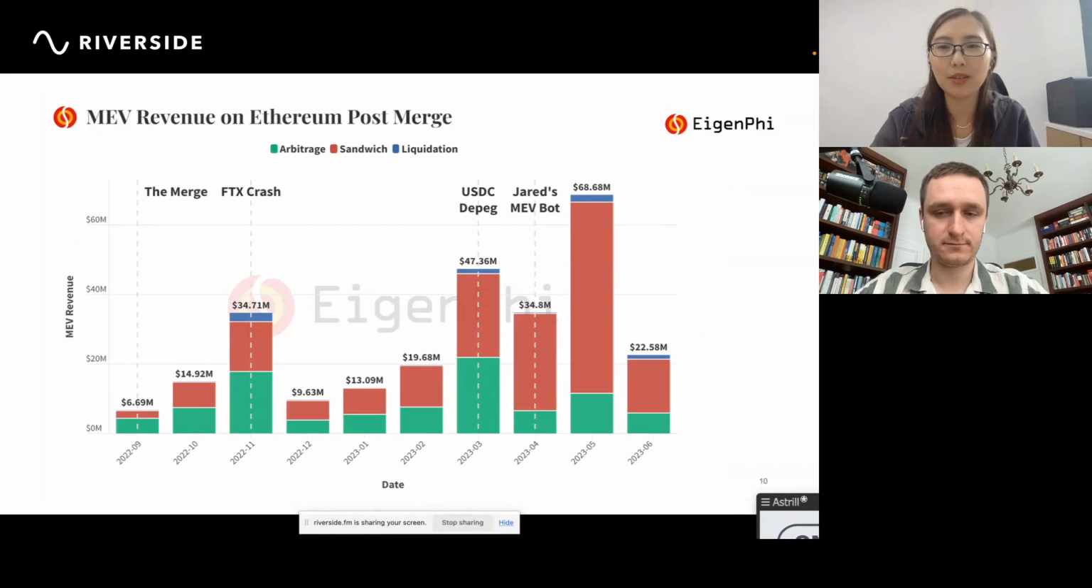Yeah, and this is the revenue chart where I have labeled all the numbers. If anyone is interested, you can take a screenshot of the video and see the details about how much revenue has been generated by the MEV searchers in each month. So that's the data that I hope to share about the MEV revenue on Ethereum after the merge. That data was really great.